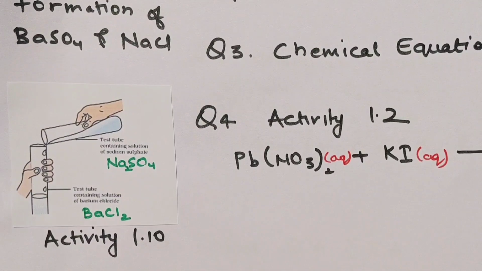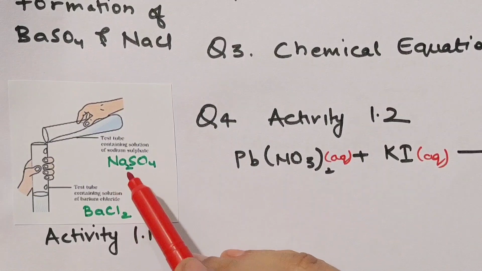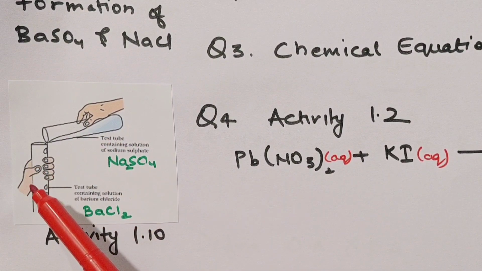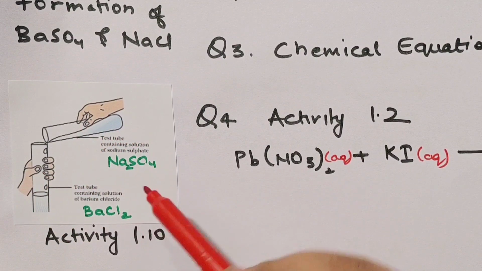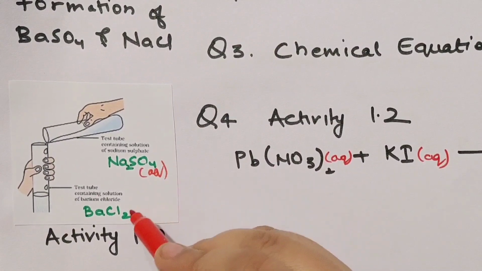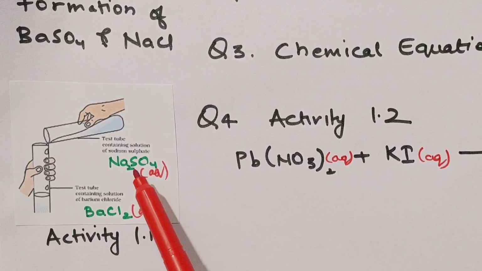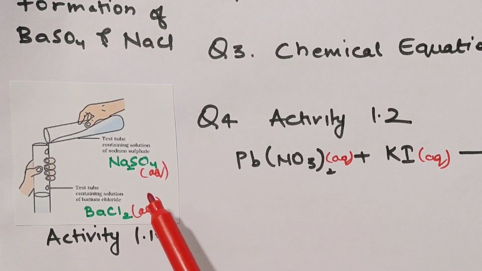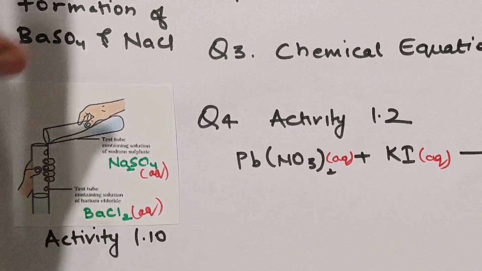Here, activity 1.10. Here what's happening is, we again have two reactants, one in this test tube, one in this test tube, right? We are simply mixing them, and these are actually aqueous solutions. Aqueous solution means these salts, sodium sulfate and barium chloride, they're actually white colored solid salts. When they are dissolved in water, they form aqueous solutions, right? So let's see what happens.